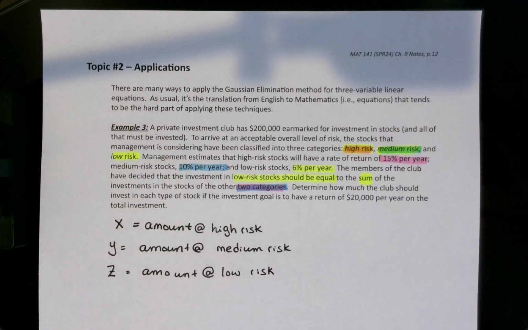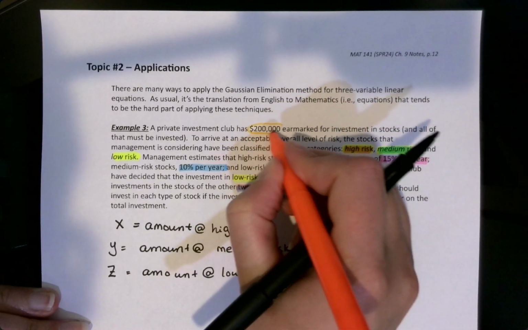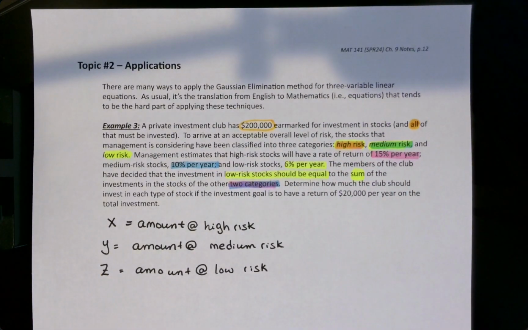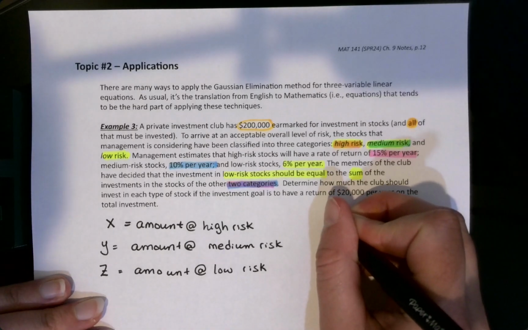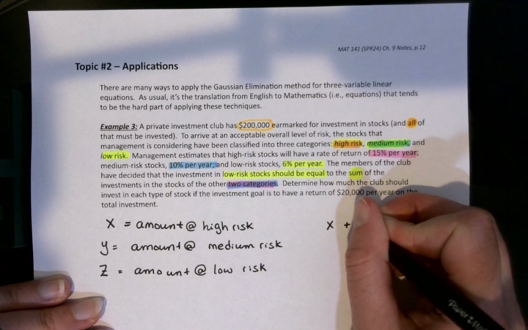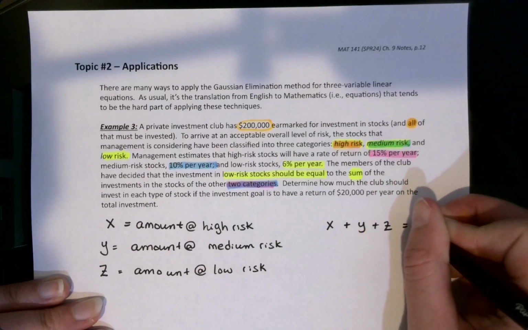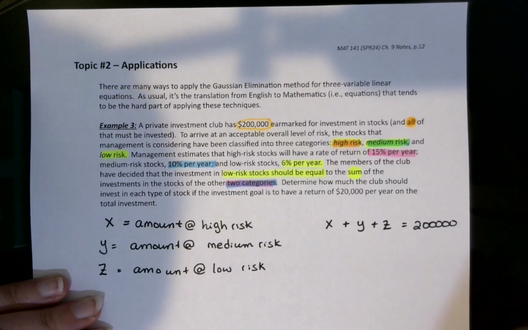One of my equations is going to deal with the fact that we have $200,000 earmarked for investment in all of the stocks. So we know that if we look at all that we invest, X plus Y plus Z, we're going to have a total of 200,000 invested.